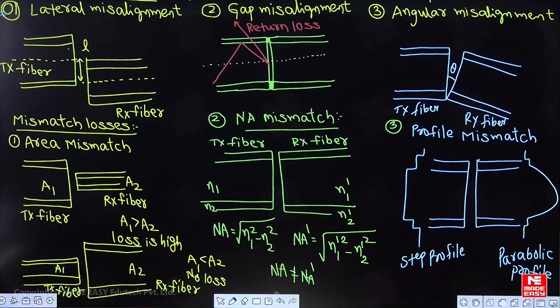Sagar, we cannot call the angular misalignment gap misalignment. In gap misalignment, we don't have any angle. In angular misalignment, some angle is present.